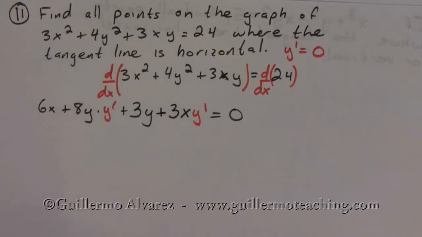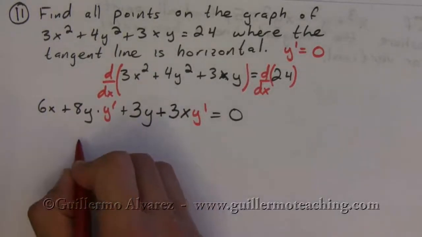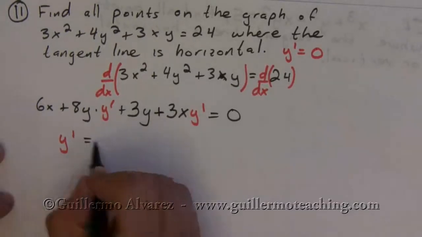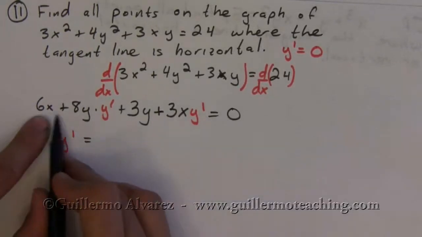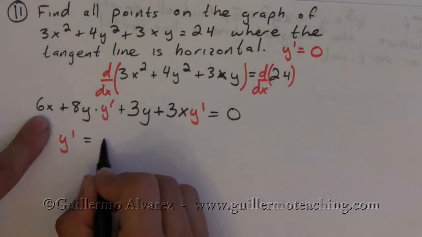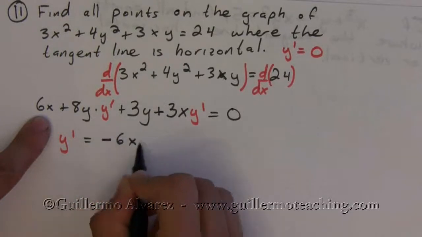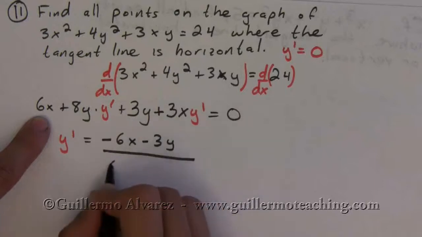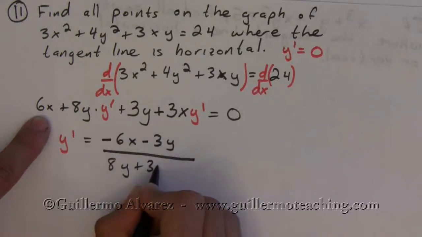Okay, so now if we solve for y prime, what we're going to get is that y prime, if I move the 6x and the 3y over, would be minus 6x minus 3y over 8y plus 3x.